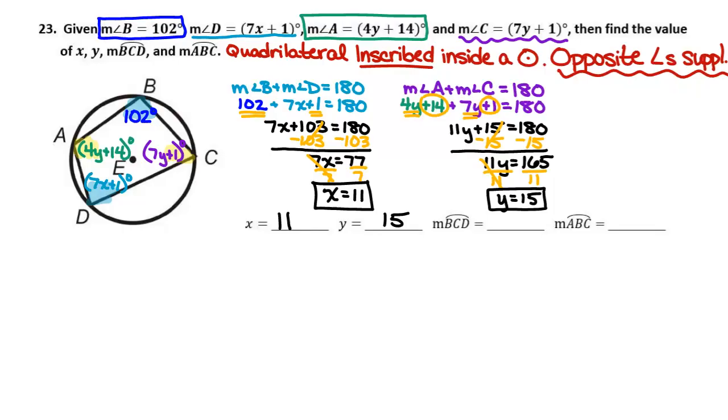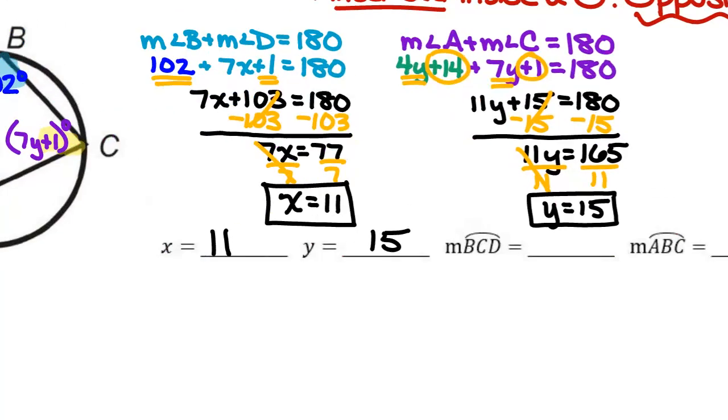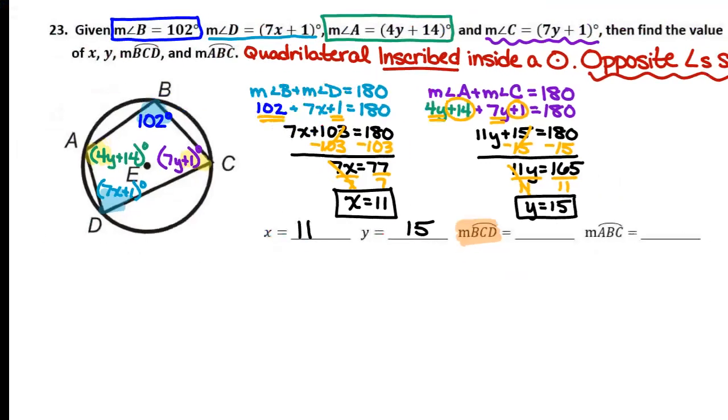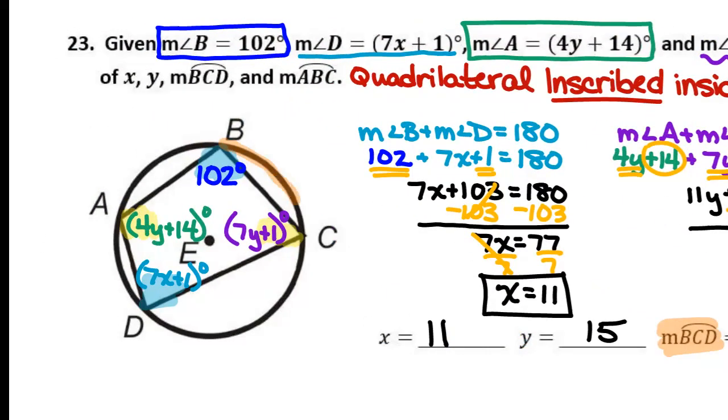All right, we have two arcs that we need to find now. I know it's an arc because it has that curved piece over the top, and an arc is going to be part of the circumference of the circle. The first one they want me to find is arc BCD, this arc right here.